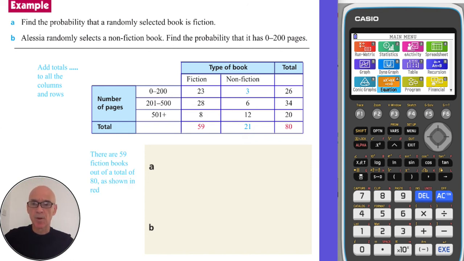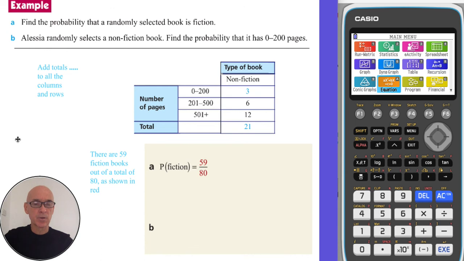To find the probability that a randomly selected book is a fiction book, we see that there are 59 fiction books out of the 80, shown in red here. So the probability is 59/80ths. Now in part B we're told Alicia randomly selects a non-fiction book. So again, that reduces the sample space down from 80 to 21. Okay, I call that the reduced sample space.